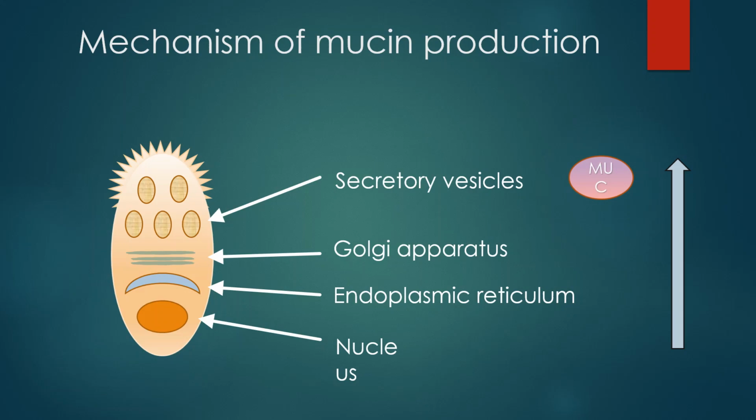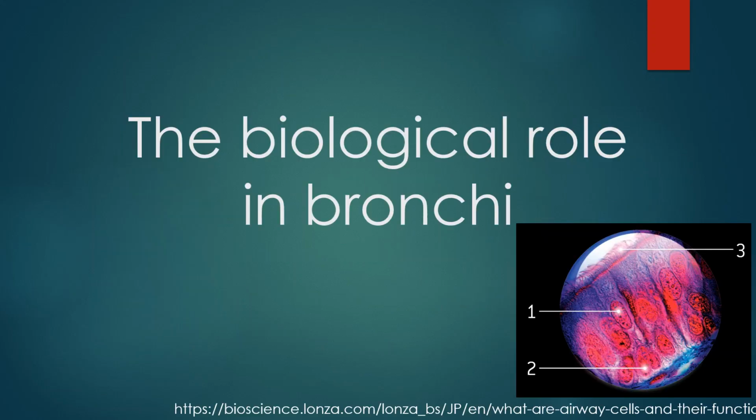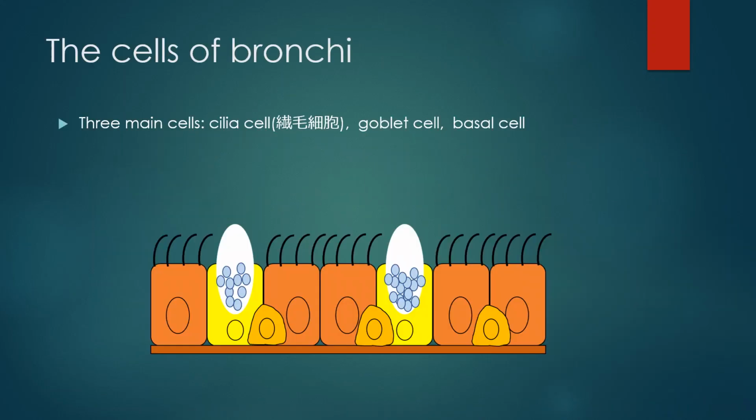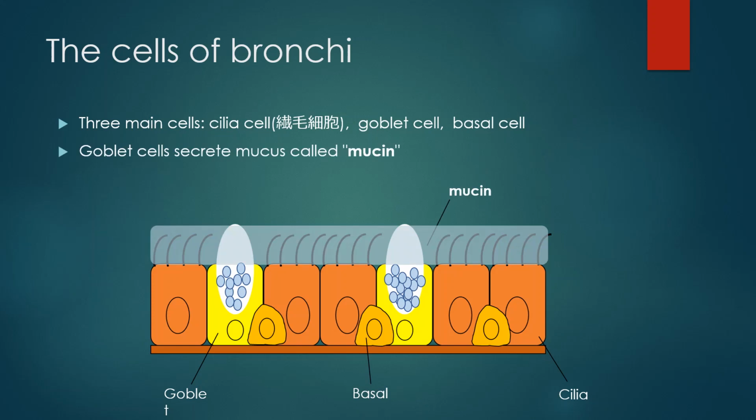Now we will explain the specific roles for each part. What is the biological role in bronchi? Here are the cells of bronchi. Bronchial epithelium consists of three main types of cells: cilia, goblet, and basal cells. Goblet cells secrete mucus called mucin, so bronchial epithelium is filled with this mucus.